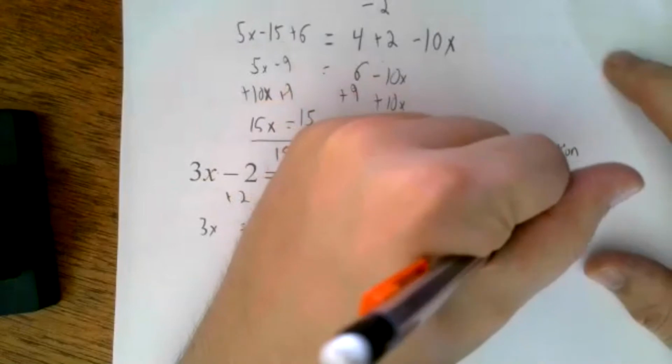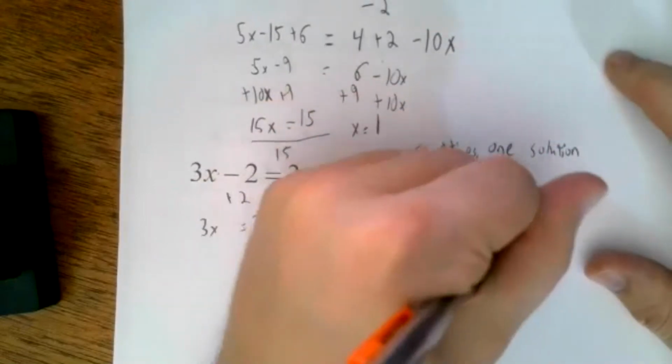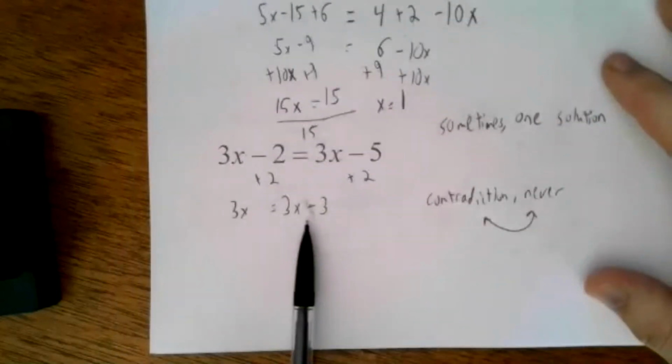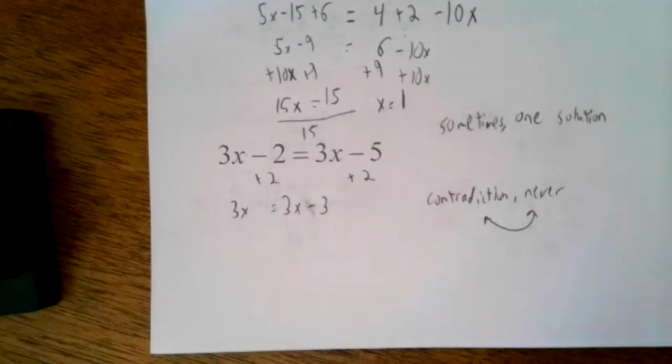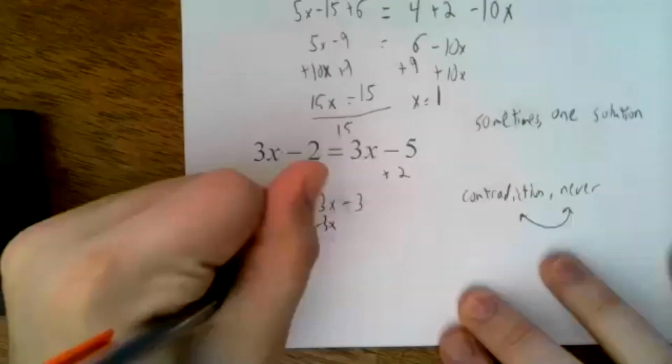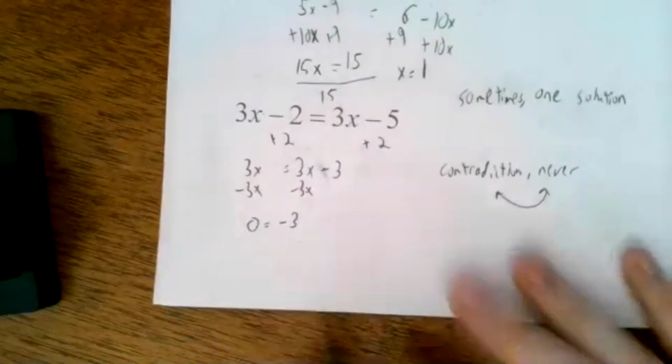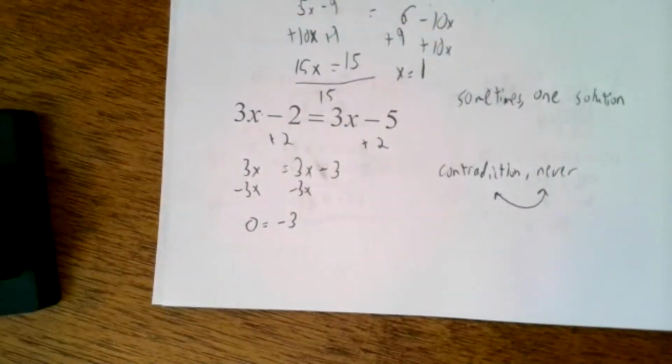So I guess I should reverse the order. It's never true because it's a contradiction, okay? So if I wanted to finish this out, I could just subtract 3x on both sides. Right. Yep. So we get 0 on the left and we get -3 on the right. So this is a contradiction. We get 0 equals -3, which is never true.